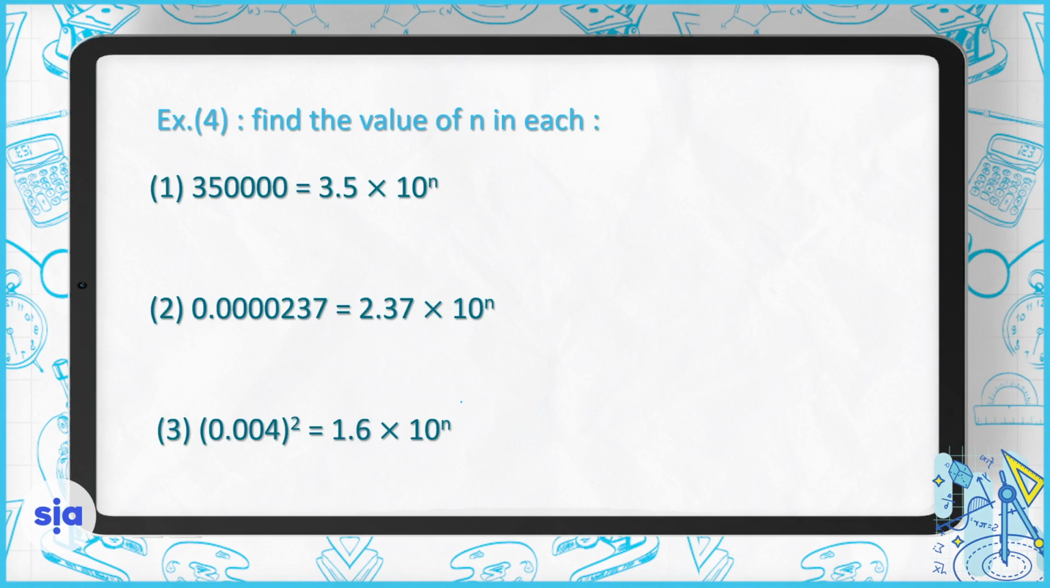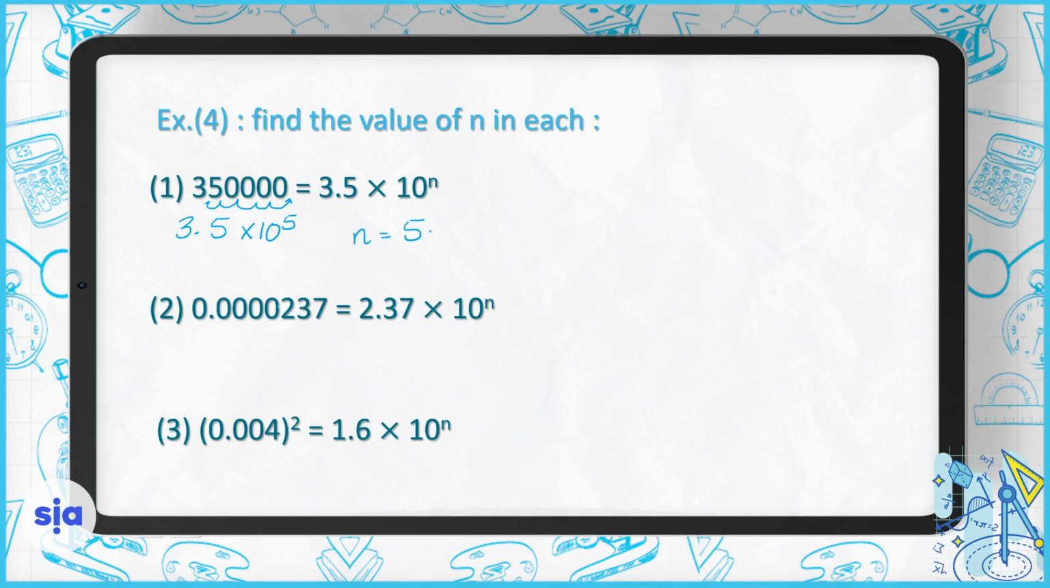In question 1, 350,000 is 3.5 times 10 to the power of what? It's 3.5. So the decimal is here. So we go to the right. 1, 2, 3, 4, 5. So it's times 10 to the power of 5. Then n equals 5.